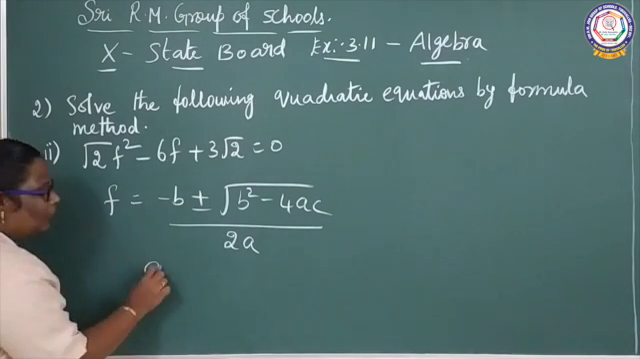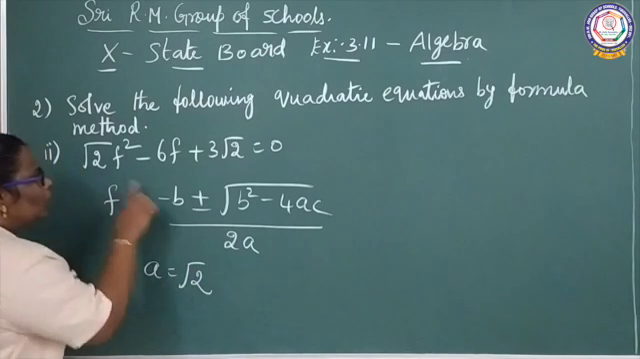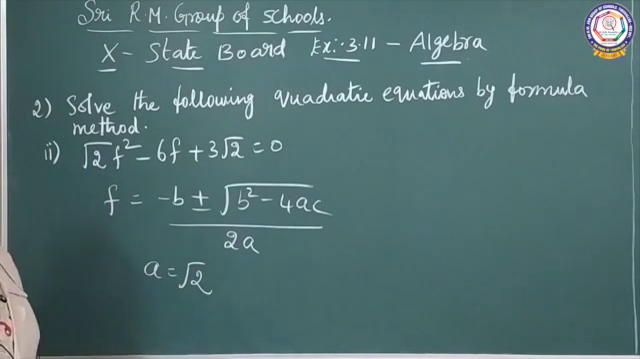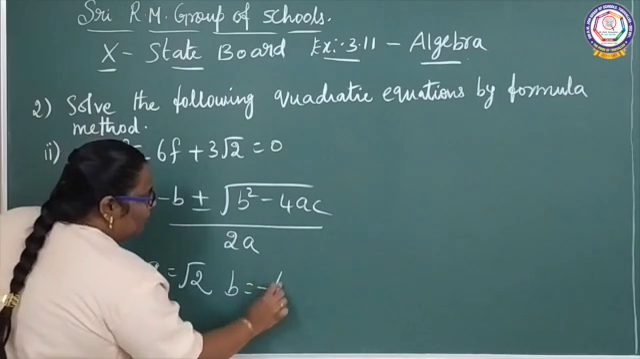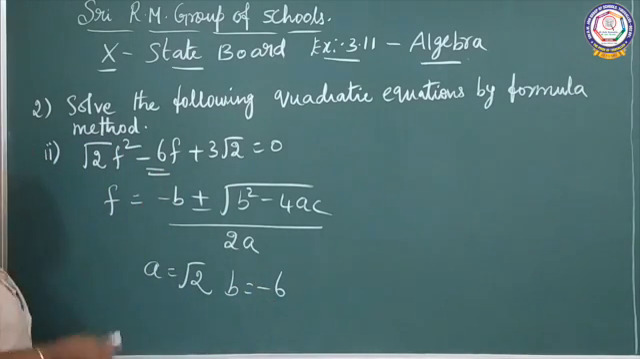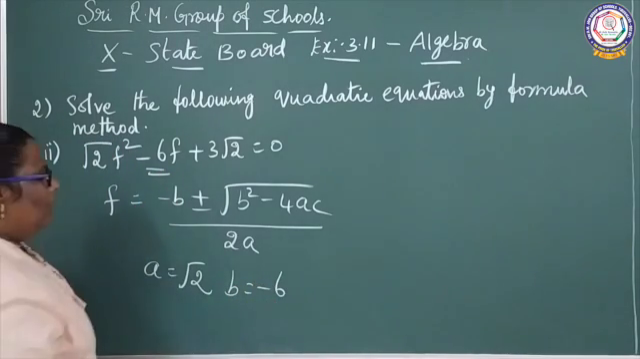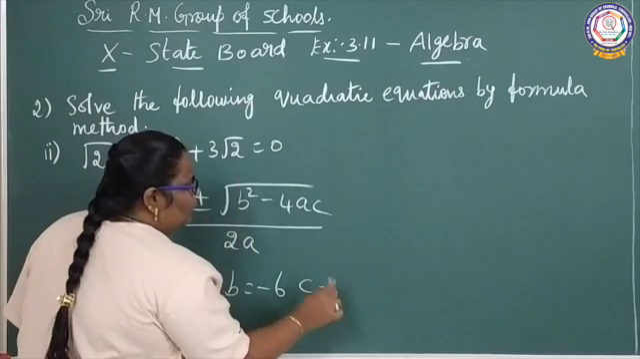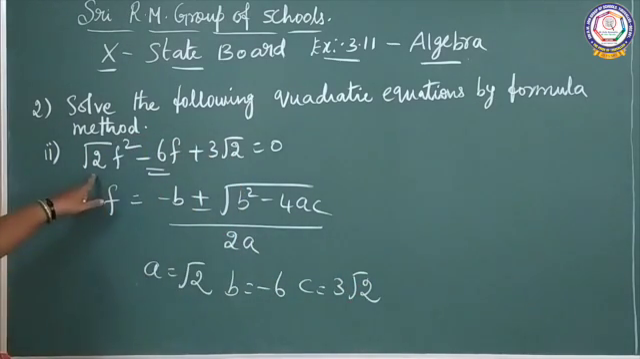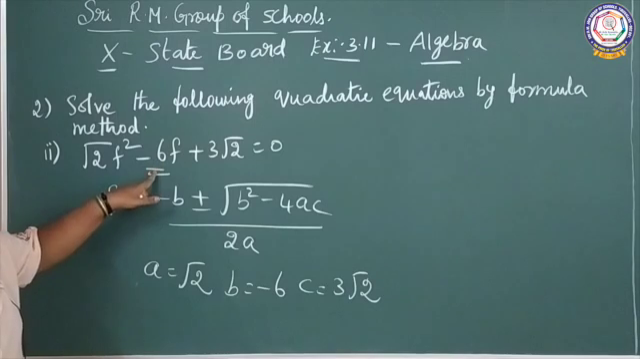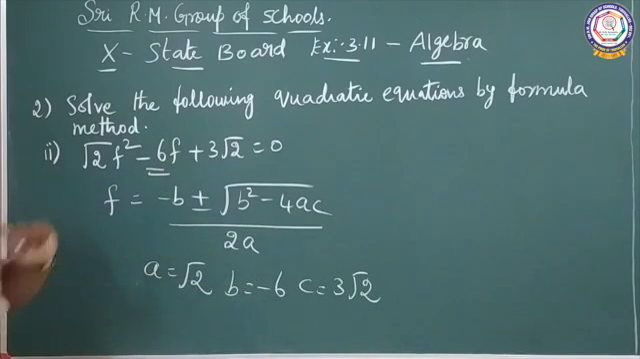What is the value of a here? Root 2. Value of a equal to root 2. Value of b equal to minus 6; you can take it along with the sign. Value of c equal to 3 root 2.